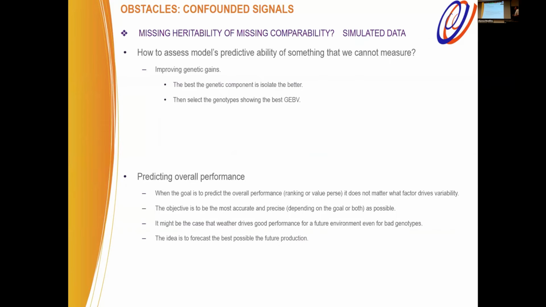And here is where we start thinking, so what's the ultimate goal? If a breeder wants to increase genetic gains, actually the breeder should be more interested in being able to estimate that breeding value. Again, the best is to estimate or to isolate this signal, and then select based on this estimated breeding value.